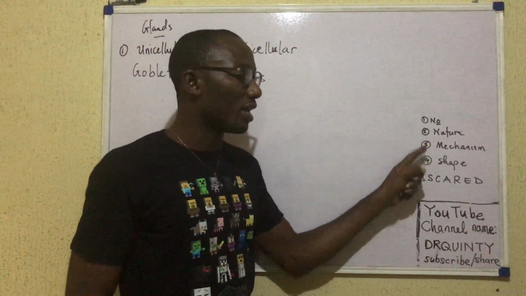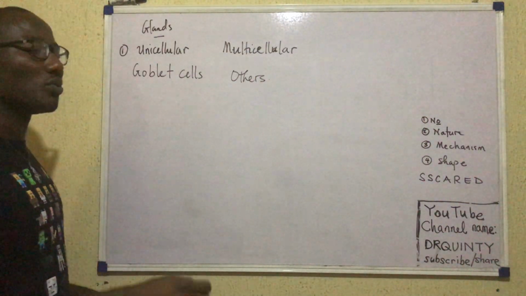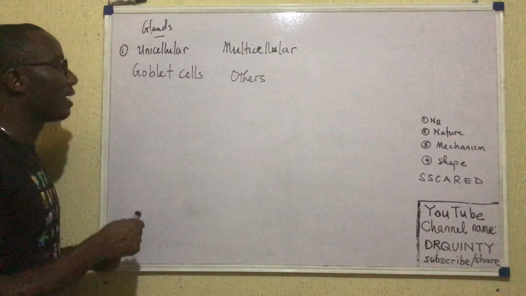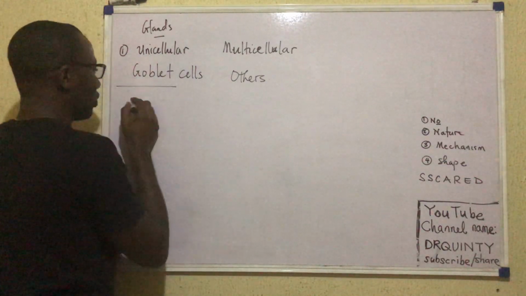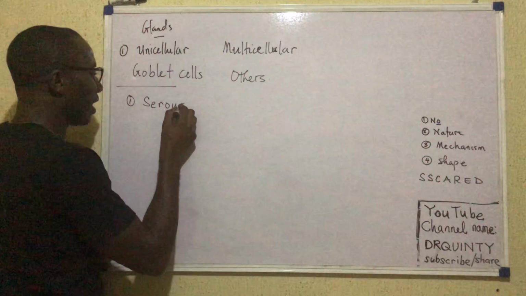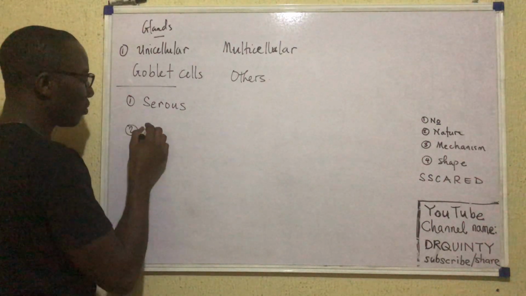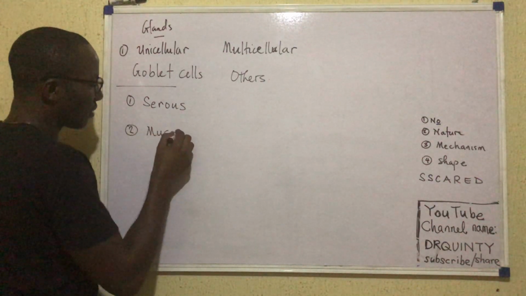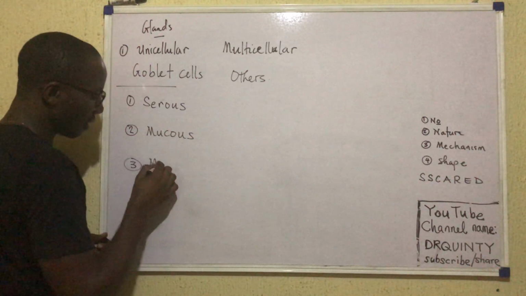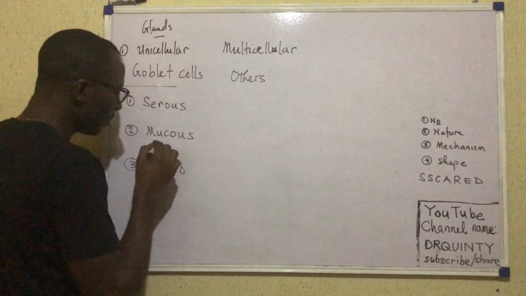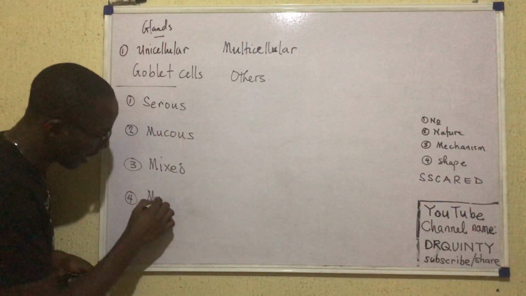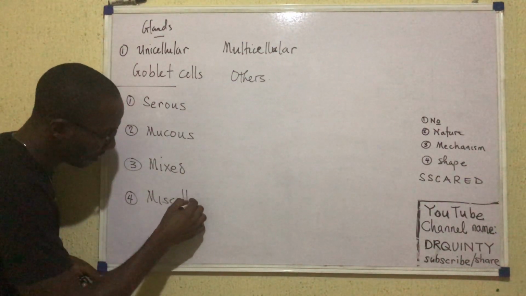The next thing here is classification according to the nature of the secretion. On the basis of the nature of secretions, there are some glands we refer to as serous glands. Then there are some glands we refer to as mucous glands. Then we have some glands that we refer to as mixed. And then finally, we have the ones we refer to as miscellaneous.